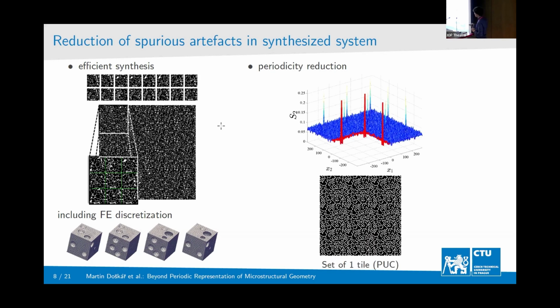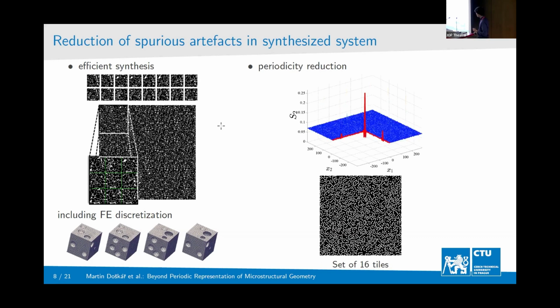But if you try to reconstruct the same sample with just one periodic unit cell, you can see the periodicity with your bare eye, that's first, but also you can see there are secondary peaks in the two-point probability function. But if you reconstruct some sample with, say, a set of 16 tiles, the secondary peaks are diminished. And of course, the more tiles, the richer your compressed system is, the better this reduction of the spurious periodicity. So that was for the geometry.